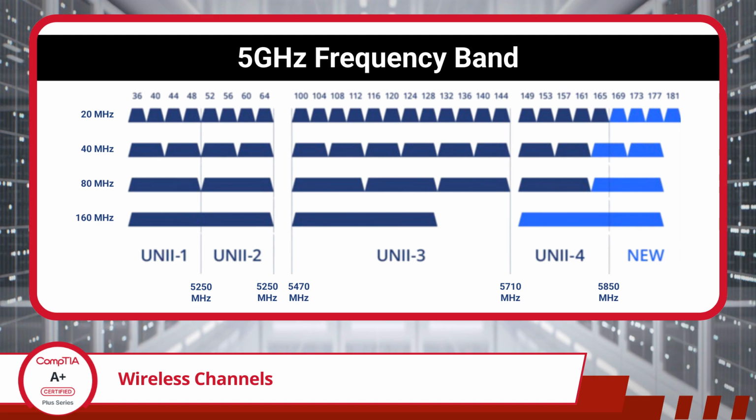at once. Wider channels increase throughput and are ideal for high bandwidth activities like video streaming and large file transfers, but they also consume more spectrum and can reduce effective range while becoming more sensitive to physical obstacles and signal interference.